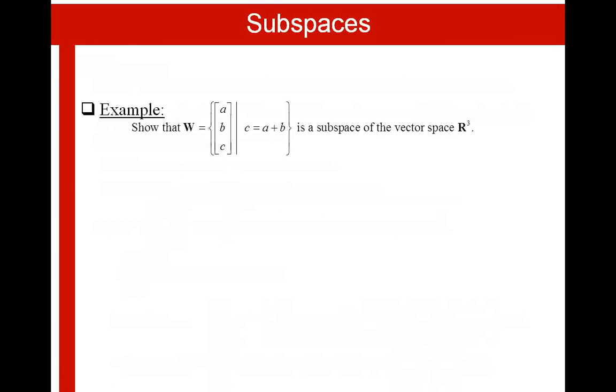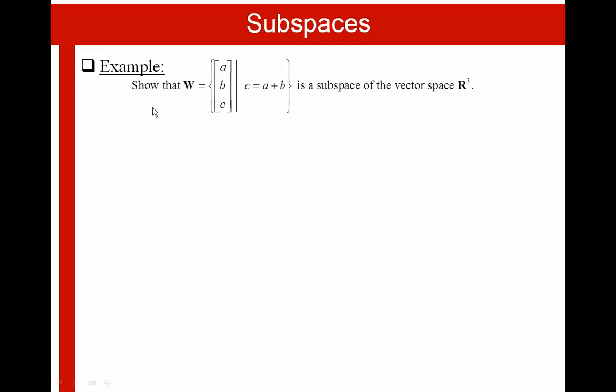Let's look at more examples. Example 2 here. Show that W, which is made up of the vectors (a, b, c), where a, b, and c belong to R, and in particular c is equal to a plus b, is a subspace of the vector space R3.